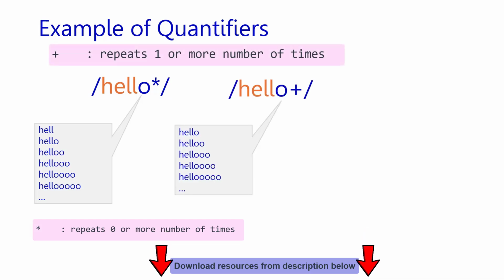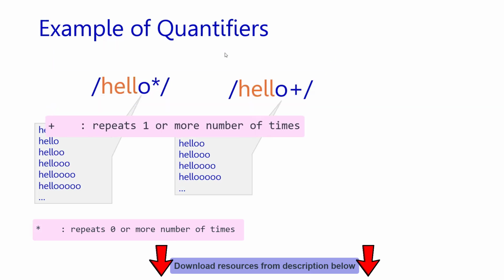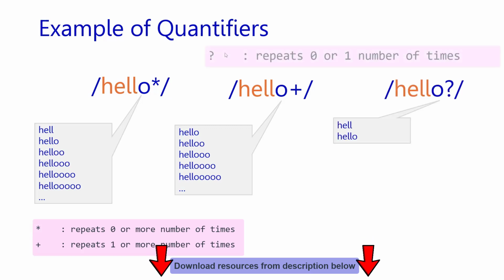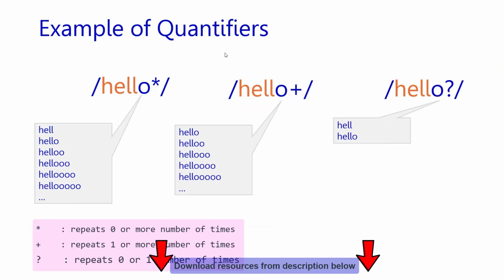If you use the same thing for the plus, it means 1 or more occurrences. So it will look for anything with 1 or more occurrences. That's why it will start with 1, meaning at least there should be 1 character, and more than 1, like hello, and hell with 2 O's, hell with 3 O's, and so on. And if we use a question mark, it means 0 or 1 occurrences. If you want either 0, nothing, or 1 occurrence, we can use the question mark.